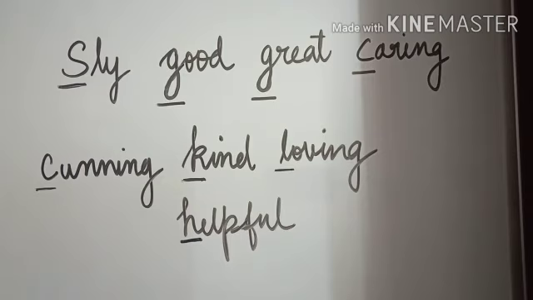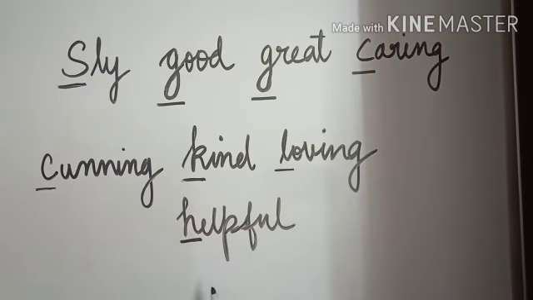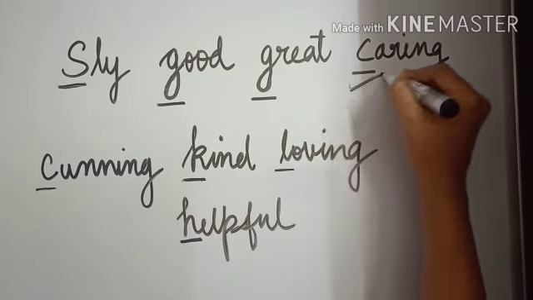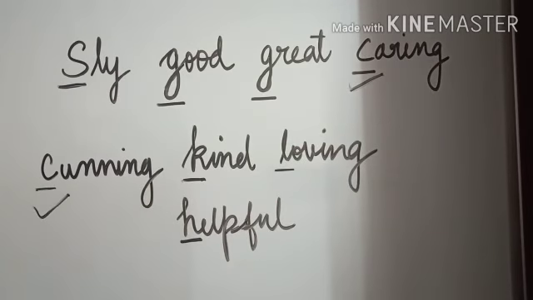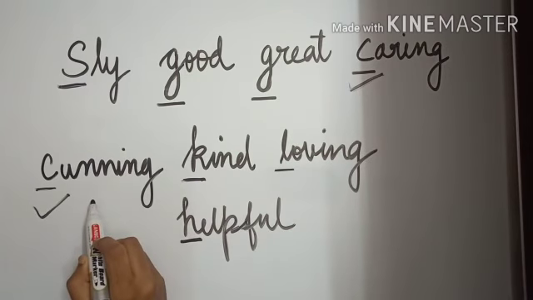Now tell me children, among all these letters S, G, C, K, L and H, which letter comes first in the alphabetical order? Yes, it is the letter C. Now we can see that there are two words which start with the letter C, that are caring and cunning. So children, how are we going to decide which word will come first?